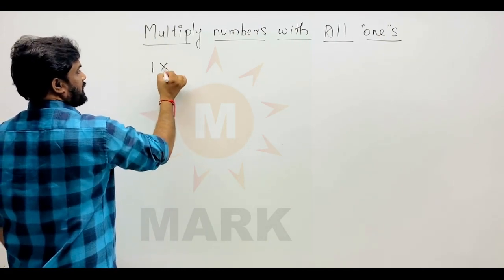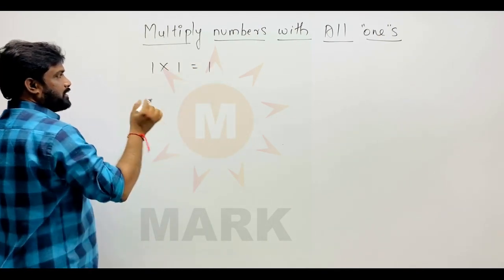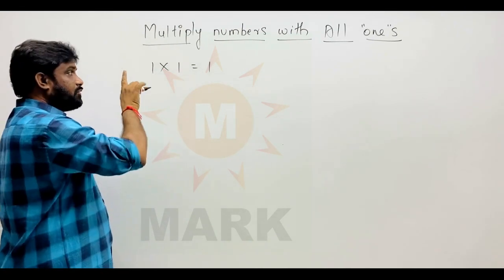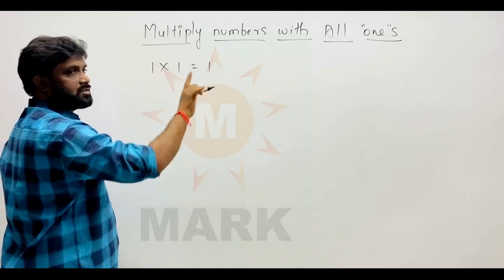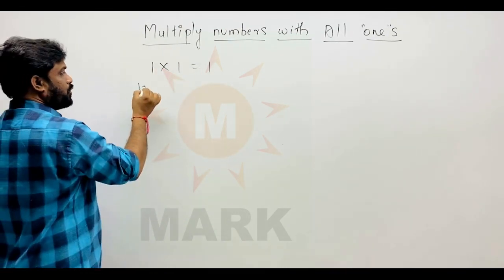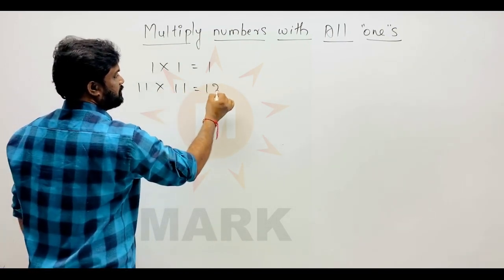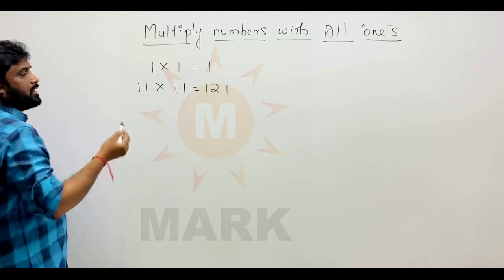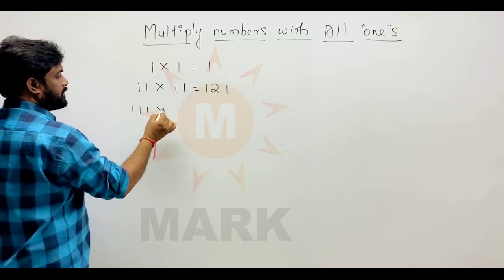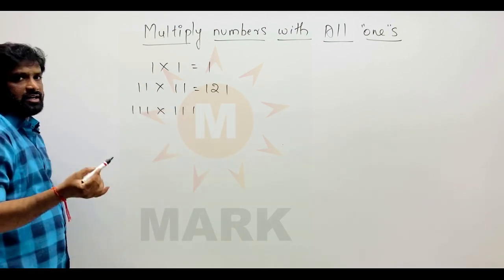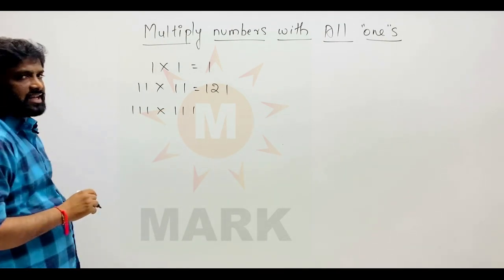1 into 1 is equal to 1. That means in our concept, 1 into 1 makes 1, right? Now 2 ones into 2 ones, that means 11 into 11 makes 121, 11 square. Now triple 1 into triple 1. Now this becomes difficult. So from here we will start the technique, right?